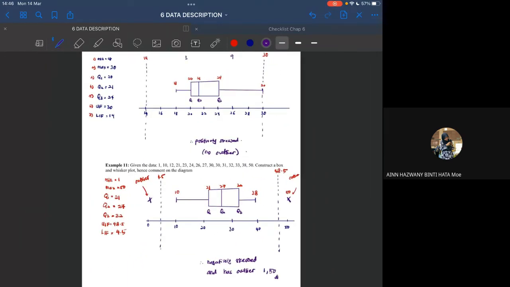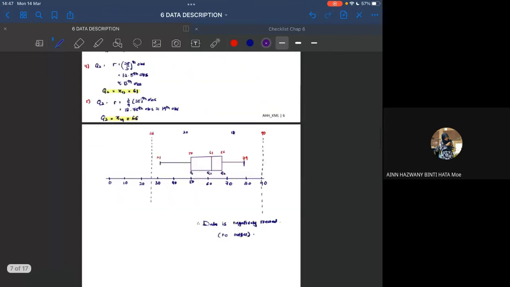So itulah box and whisker plot kamu. Tak susah pun, senang je. Wah, lamanya saya cerita pasal box and whisker plot. Okay. Alright, so that's it for ungroup data.